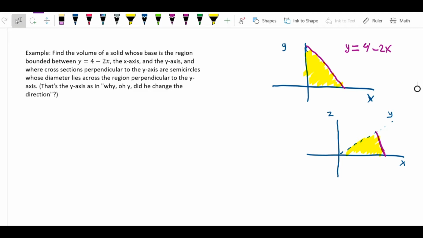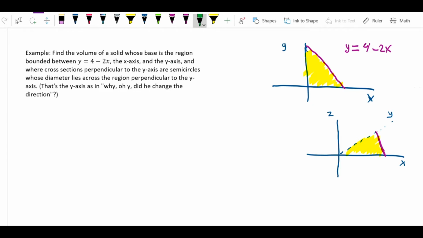So in this example, the base is the region bounded by this line, y equals 4 minus 2x, the x-axis and the y-axis. It's the yellow region that you see. And the cross sections will be semicircles whose diameter lies across the region perpendicular to the y-axis.